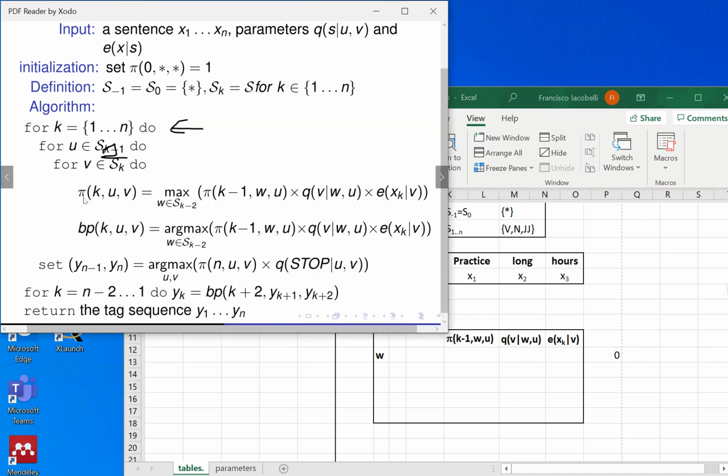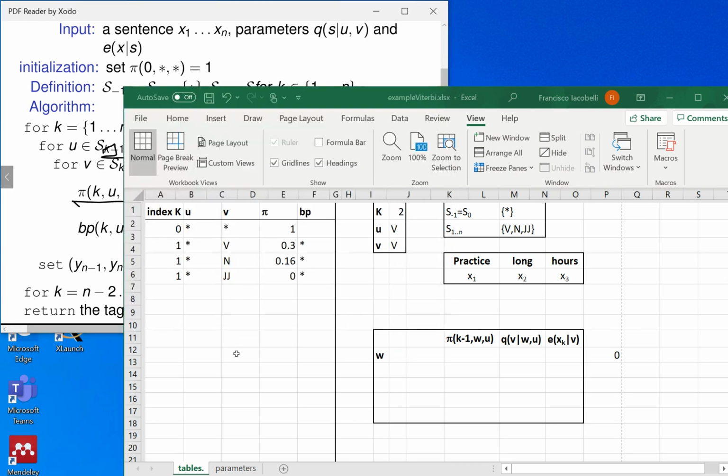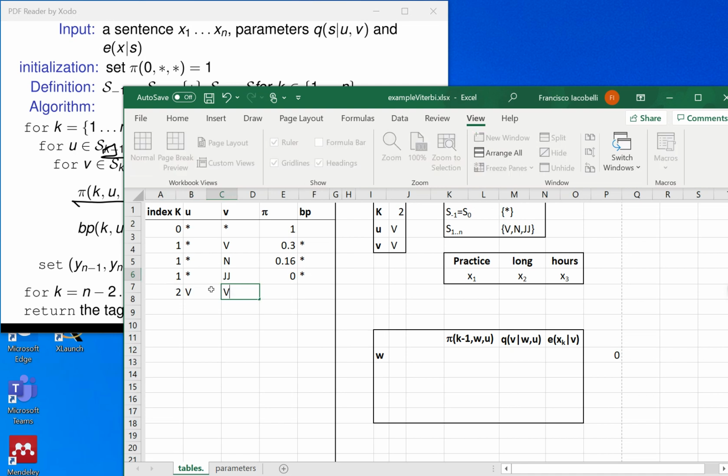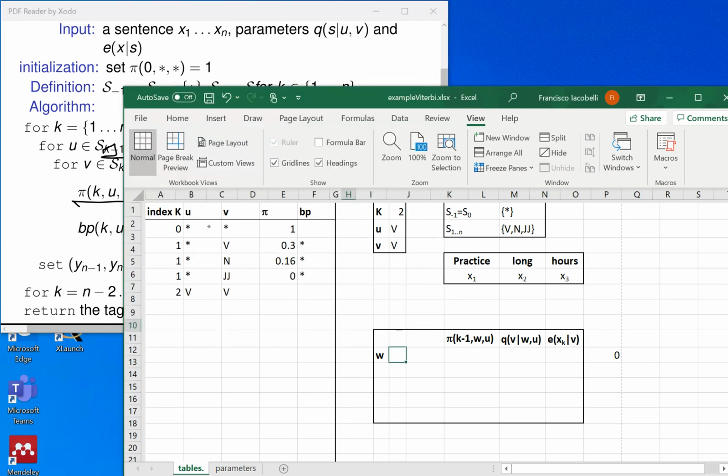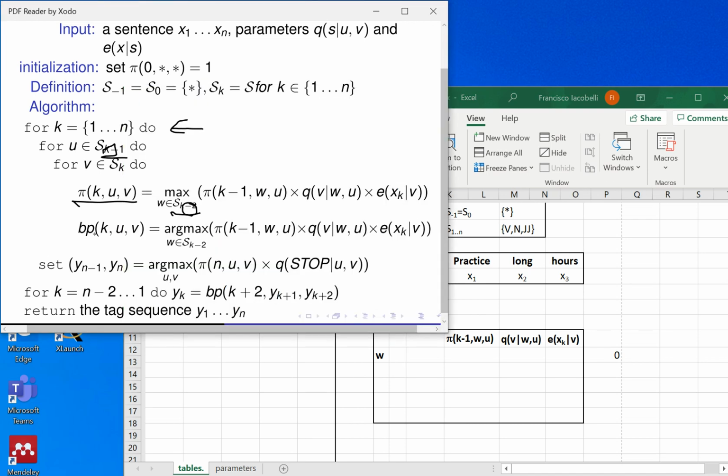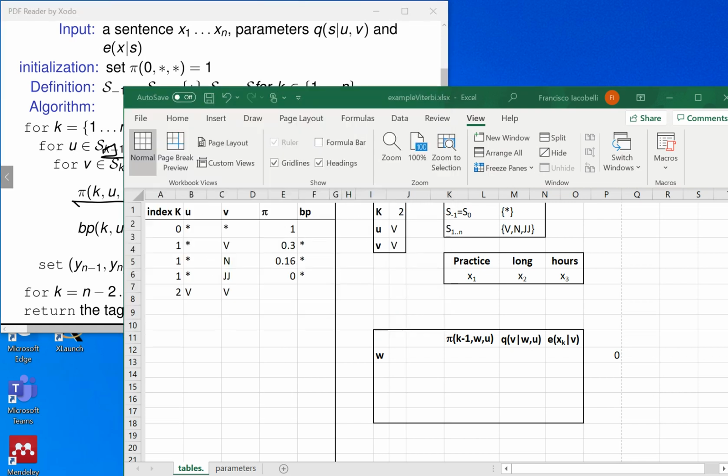And the loop continues. We're going to look for an entry for pi of KUV and BP of KUV. So K is 2, U and V. Let's look at it. So W is going to loop through S of K minus 2. K is 2, 2 minus 2 is 0. So W is going to loop through S0, and S0 has just one element, the star. So we're going to use the star, and we're going to look for pi of 1, because K minus 1 is 1.